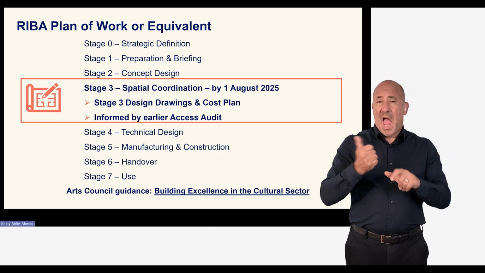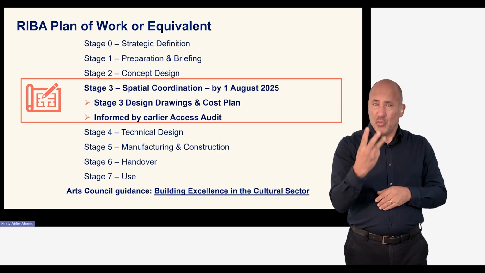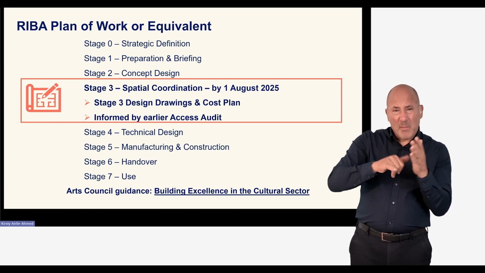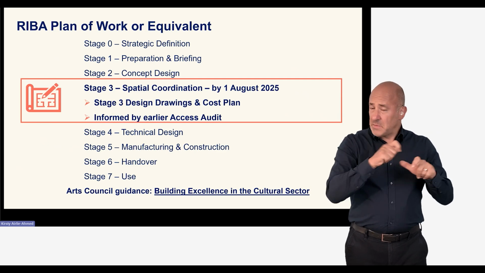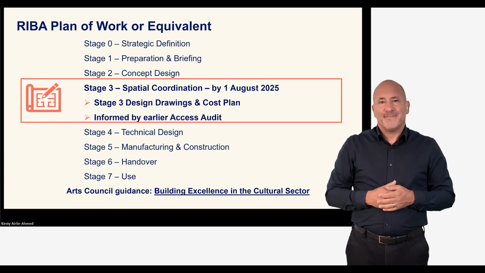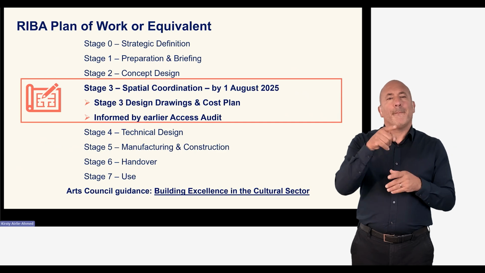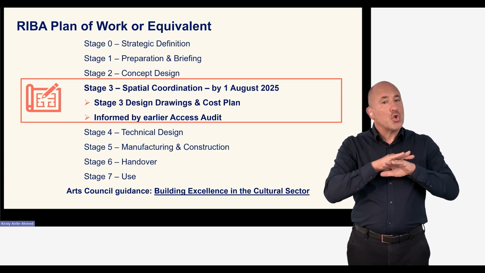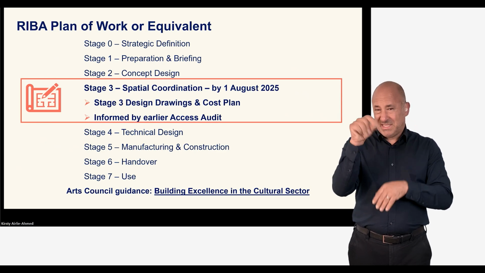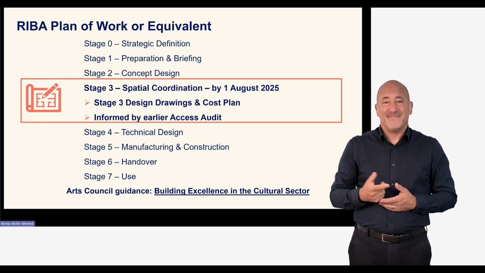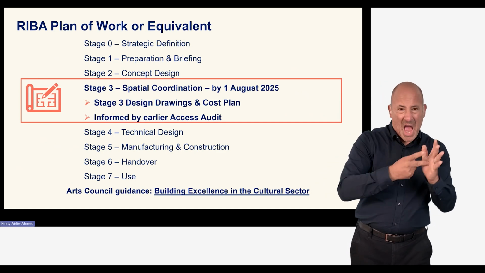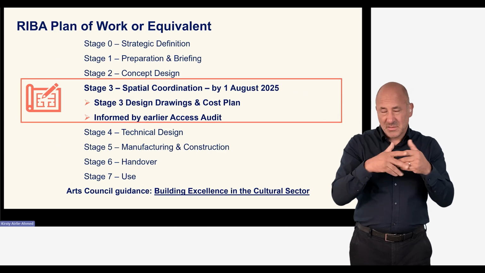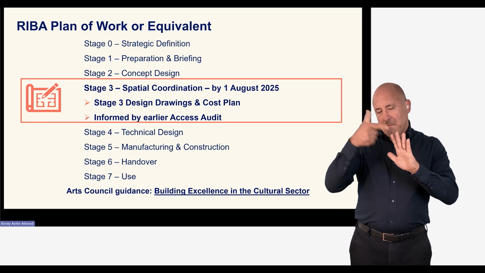We would still expect to see RIBA Stage 3 level of drawings, plans, costings, and other related documents, even if you are not following RIBA work stages. Please ensure that you select the correct box on the application form. If you're not following RIBA stages, please select Not Applicable. Cost plans and design drawings will be required as mandatory attachments for all building projects, even if you're not following the RIBA work stages, and we'll cover this in more detail later.